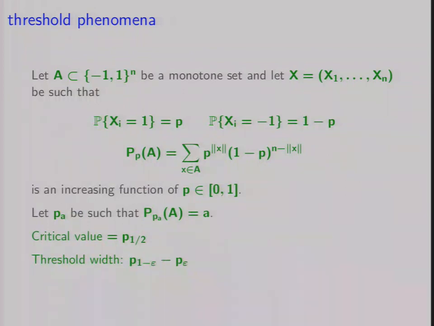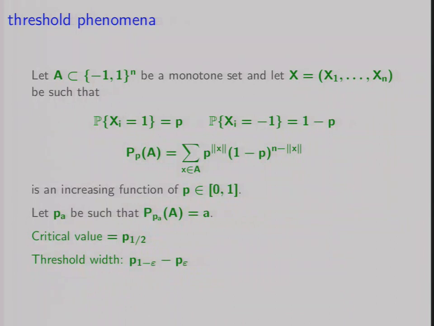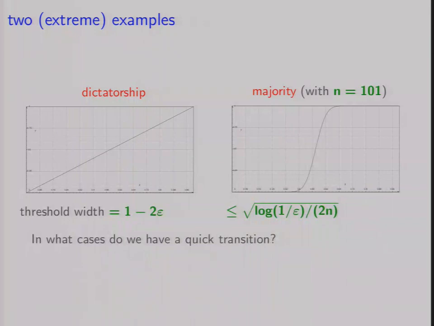And the threshold width is now, I look at what point the value of this probability equals epsilon. This is p sub epsilon. And I look at when it's 1 minus epsilon. So this is p sub 1 minus epsilon. The threshold width is the length of this interval. So now I want to know how fast, when I increase the probabilities, how fast will this grow from epsilon to 1 minus epsilon. This is called the threshold width. All right. For example, for the dictatorship, the probability that the outcome is 1 just equals p, right?